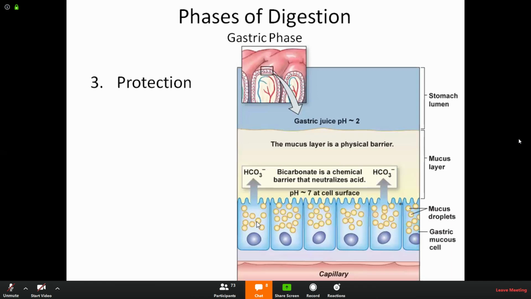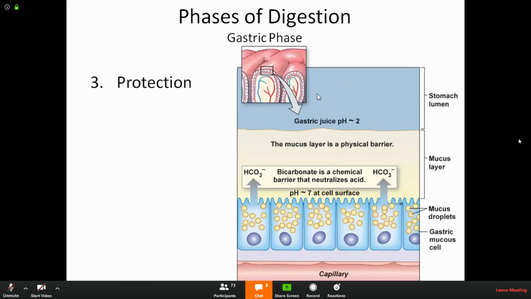These epithelial cells may be autodigested, but due to the presence of bicarbonate ion, tight junctions, mucus, and trefoil peptide, the epithelial cells are protected. So there is prevention of autodigestion of the stomach, because there is the high acidity of the gastric juice, right?